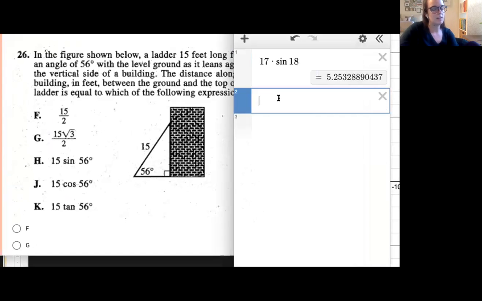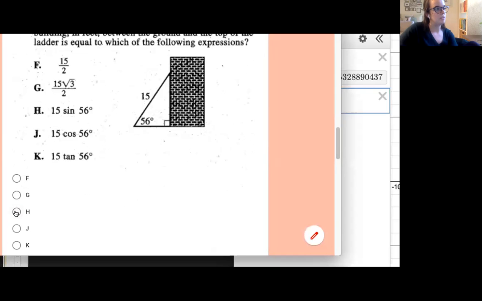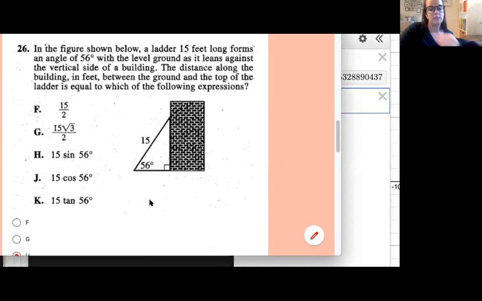If I really wanted to work this out, I would say, okay, sine 56 is equal to the side of the building, opposite over hypotenuse 15, right? And as Anna told us earlier, and a number of you told us earlier, I'm going to multiply by 15 on each side. And that's going to leave me with just X on this side. So this is my answer, H. I see 15 times sine 56. So I'm going to go ahead and choose H. This is our most IDK question.